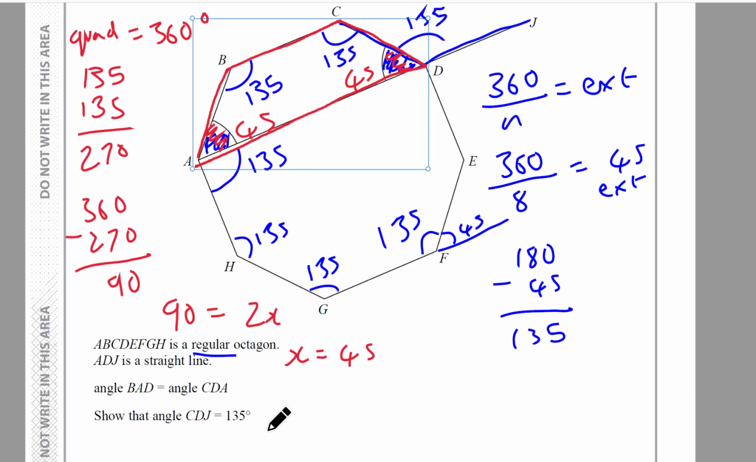Show that angle CDJ is 135. Well, you've got angles on a straight line. So if you've got this bit here, which is 45, then CDJ must be 180 minus 45, which is 135.